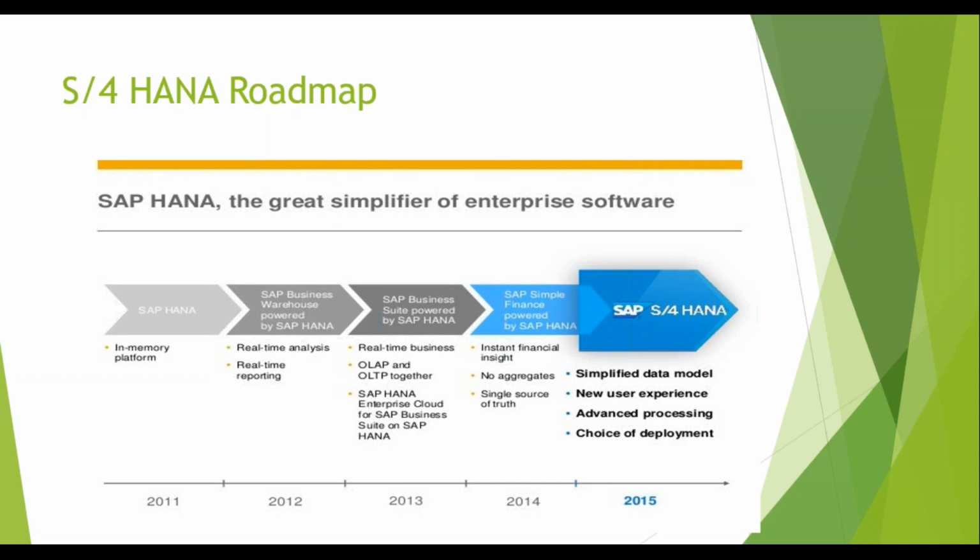Yeah, in this slide you said SAP Business Warehouse powered by SAP HANA. So it says real-time analysis. What I understood is that from ECC, the data was going towards BW as a batch schedule or something. So how is it a real-time analysis?